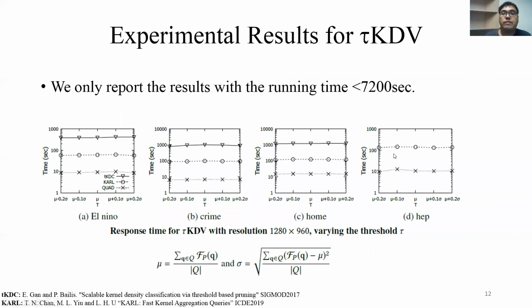And these are the experimental results for KDV in 4 large-scale datasets. And you can see that our solution QUAD can provide at least 1 order of magnitude speedup compared with the state-of-the-art solution KARL.